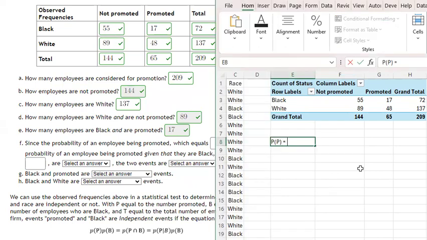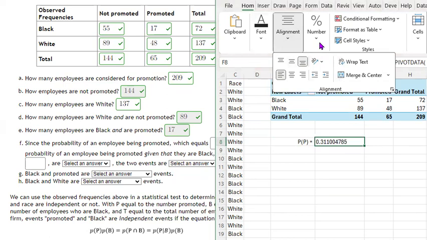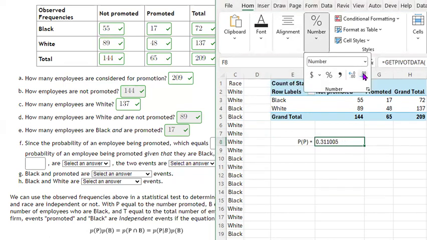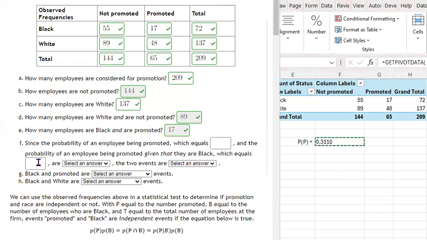The probability P of parentheses P, where the second P inside the parentheses means promoted. The probability of promoted equals what? Well, to get the probability of promoted, we take the 65 and divide that by the 209. And then we reduce the number of decimal places to 4, right? So the probability of being promoted is 0.3110.